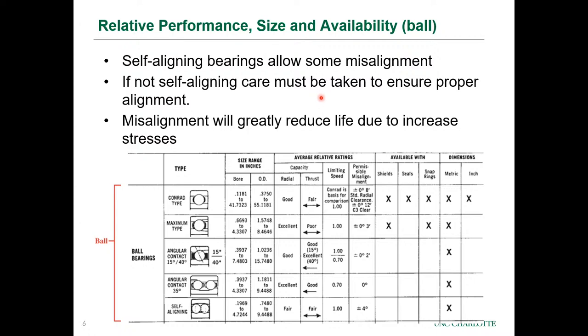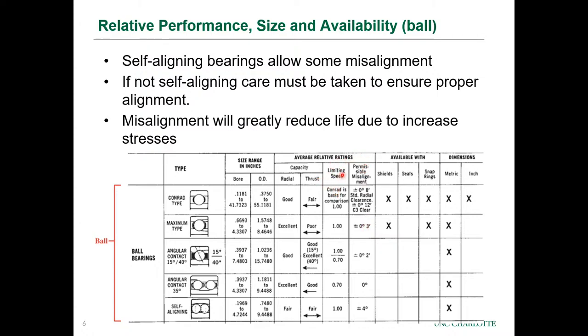So, when we talk about bearings, this is a graph from one of the manufacturers. This is the relative performance, size, and availability for ball bearings. And different bearings can tolerate various levels of misalignment. That's given here, the permissible misalignment. So this looks like it's 0.8 degrees radial, 0.12 degrees clearance. I think this is 0.3 degrees. I'm not sure exactly what this space is indicating. And in here, I think that's a decimal place. Or maybe it's 0 degrees at 3 inches of the bearing, something like that.